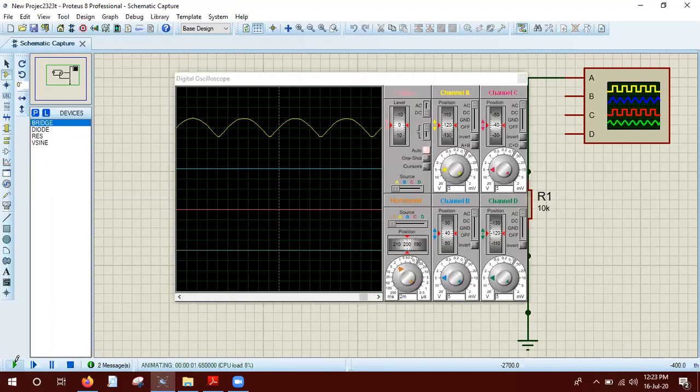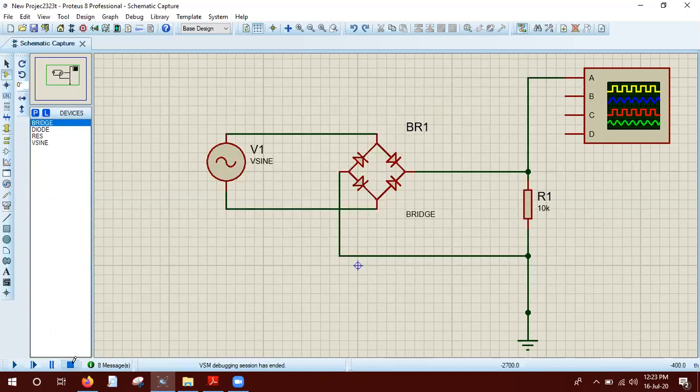The same output graph like previous. Okay, so there is no change. No change. So in this way also we can make a full wave. We can check a full wave rectifier or full wave bridge rectifier.